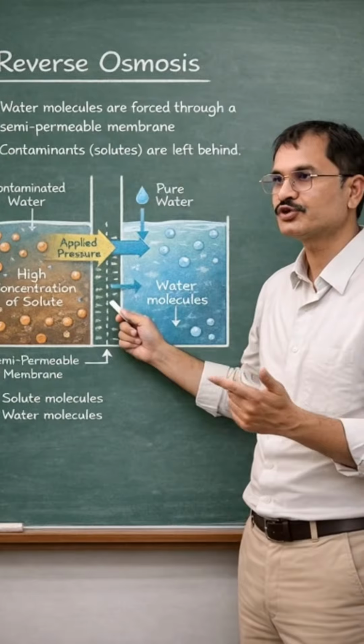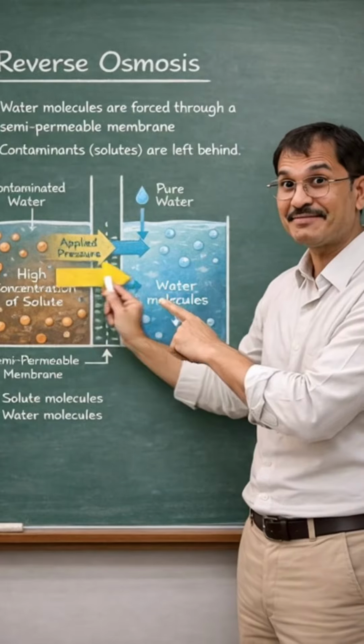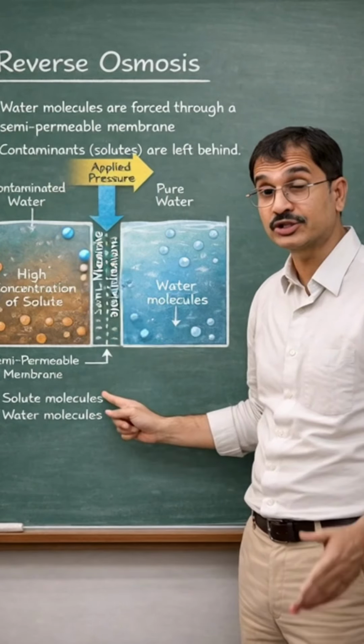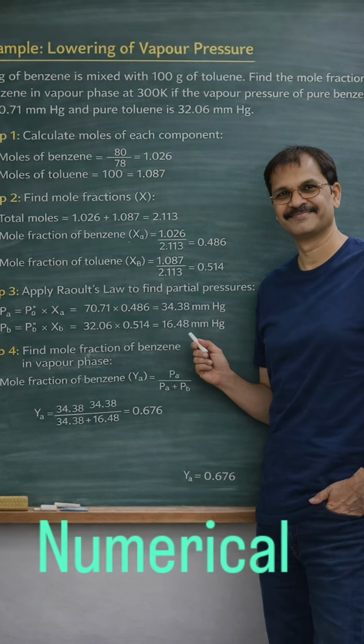In reverse osmosis, water is forced through a membrane. Contaminants are left behind, producing pure water. This is driven by applied pressure. In reverse osmosis, we apply pressure to push water molecules through the membrane to the pure side. Solute molecules are left behind.